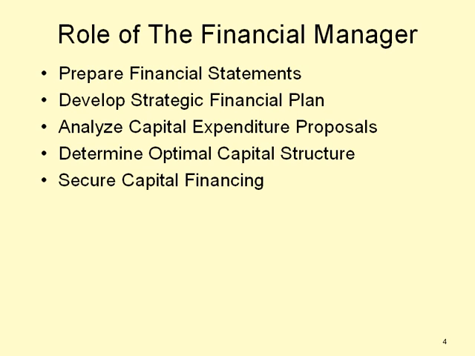A fifth assignment is actually to go and secure the capital financing that the firm needs, whether it be securing debt by selling bonds to the public or securing equity by selling stock to the public or to other ownership types. In this course, we'll focus our attention on these last three assignments for the financial manager. That is, we're going to focus our attention on the analysis of capital expenditure proposals, on the determination of optimal capital structure, and on the securing of capital financing.